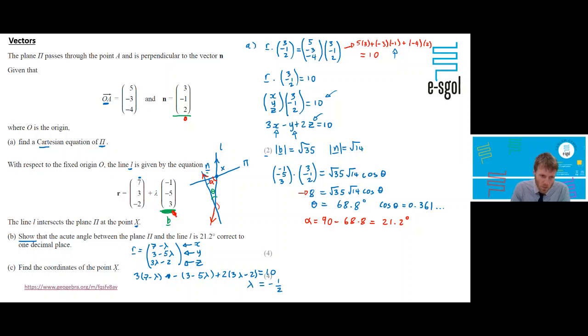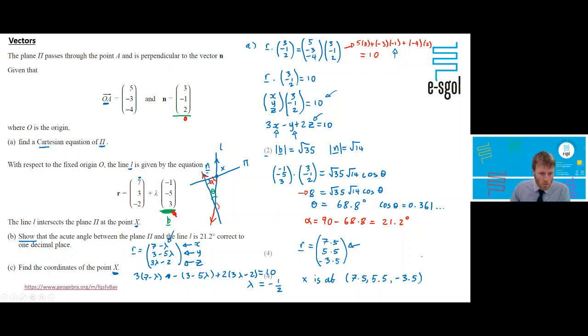We haven't quite answered the question because we actually want to find what the coordinates are. So with that lambda, you're going to substitute it in here where it says lambda. You should get r equals 7.5, 5.5, and -3.5. I haven't quite finished because I haven't actually answered the question. The coordinates are 7.5, 5.5, and -3.5, because you've left it as a position vector if you leave it in this format.